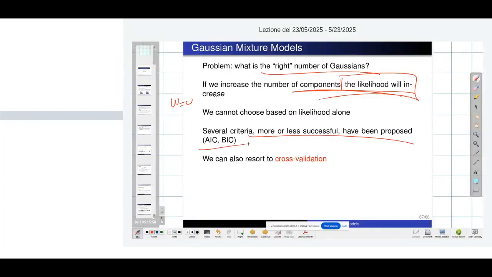There are some criteria that have been proposed that essentially make a trade-off between the likelihood increase and the number of parameters that we put in the model. But as usual, the strategy we will use will resort to cross-validation. If we are using a GMM for something, we will use the GMM for that something, and we will monitor how that something changes as a function of the number of components.